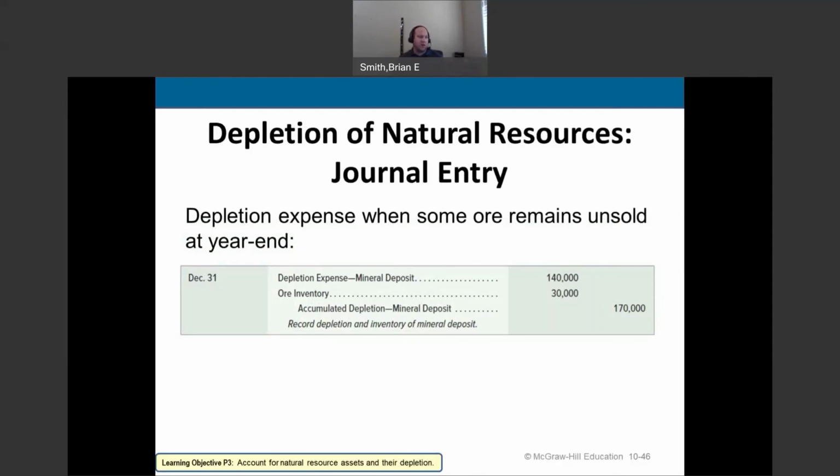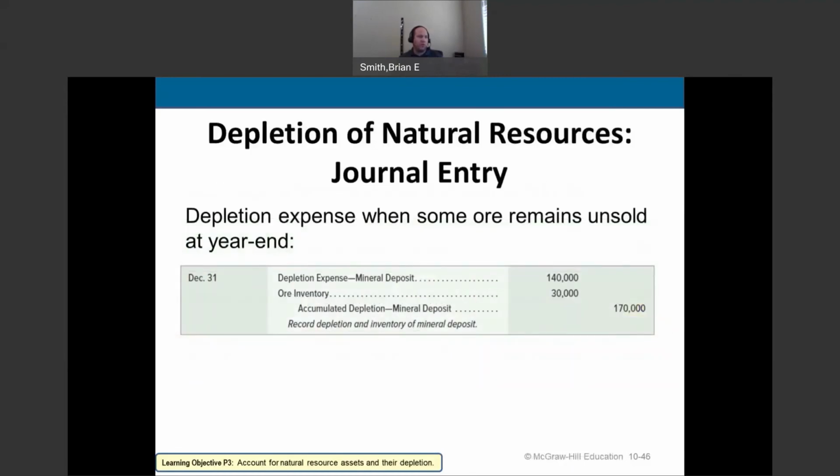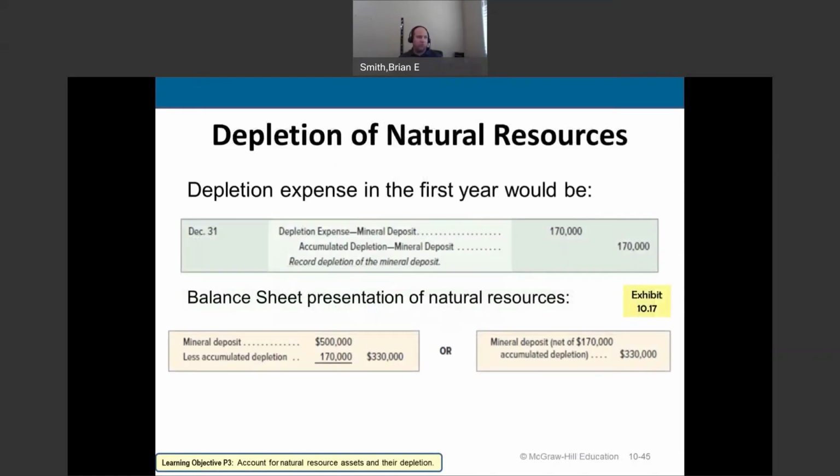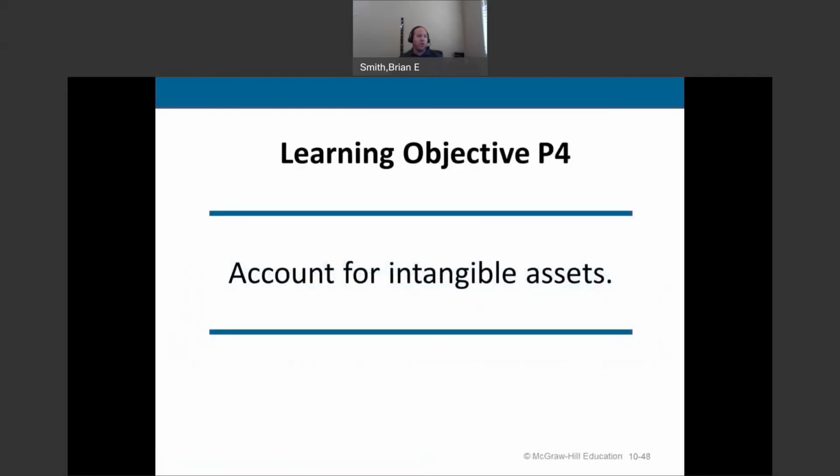If you don't sell it all, then you're going to have inventory. You're still going to show accumulated depletion. You're just going to show that you haven't expensed it yet because you haven't sold it. That's all they're trying to show you here. This assumes that you sold it, and that's with everything else. As you depreciate things, you have to factor in whether or not you've sold it. Okay, this is extracting, same concept. Don't worry about that so much. Just know the depletion amount.